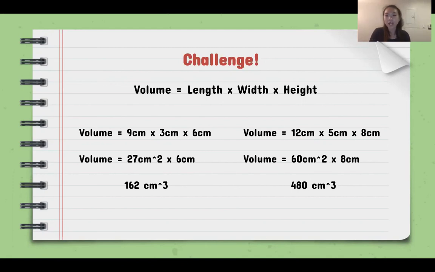So then for the second challenge question, I have volume equals 12 centimeters times 5 centimeters times 8 centimeters. So 12 times 5 gave me 60 centimeters squared, and then times 8 centimeters. Then 60 times 8 gave me 480, and then centimeters squared times centimeters gave me centimeters cubed. So make sure again that those units are super, super important, because if you didn't write that, I wouldn't have known it was the answer for a volume question.